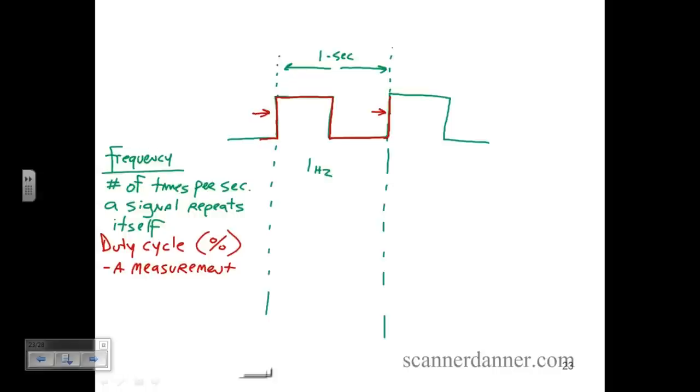It doesn't have to be on time, but in the automotive field, generally it's the on time of the signal. It can actually be the off time too, but it is a measurement of on time within, and this is the key here, within 1 cycle of a signal. It's expressed as a percent measurement of on time within 1 cycle of a signal.